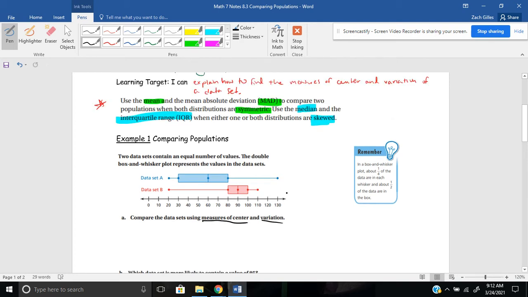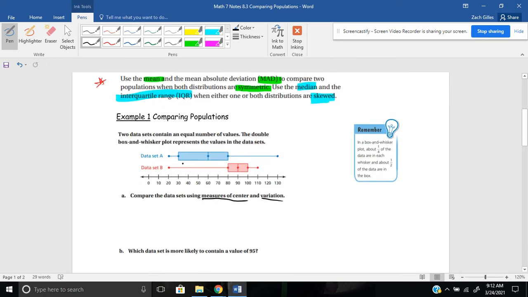So the very first thing we have to do is decide, are we going to use the mean for the measure of center? So are we going to use the average, or are we going to use the median? Well, we have to look and see, is this data symmetric or is it skewed? Okay, well, just looking at these two box and whisker plots right here, I can see there's this big, huge whisker right here and a tiny one right here. And it's kind of the opposite in data set A. It's not very even. So right away, I'm going to say this is skewed.